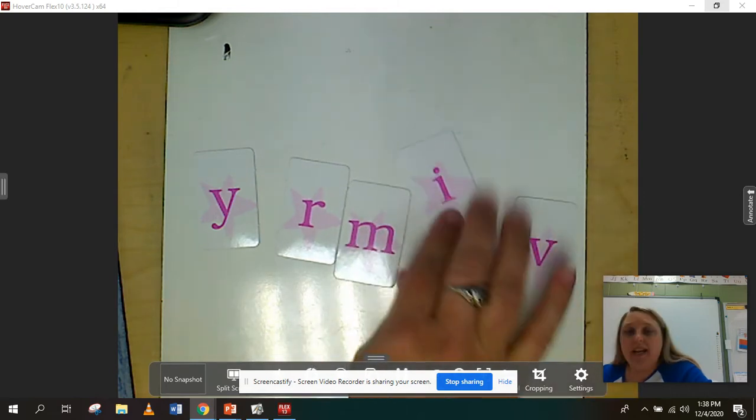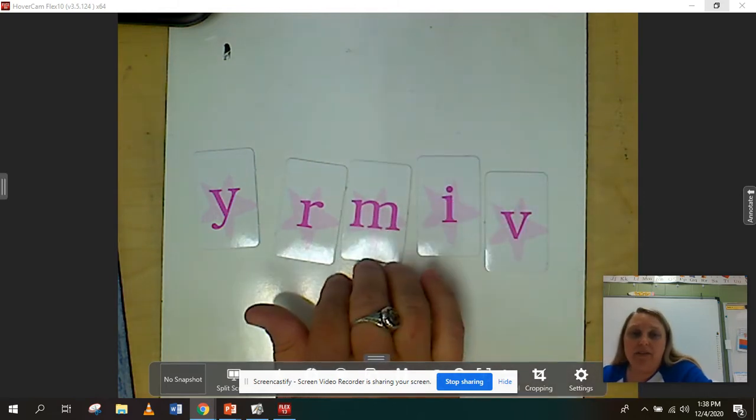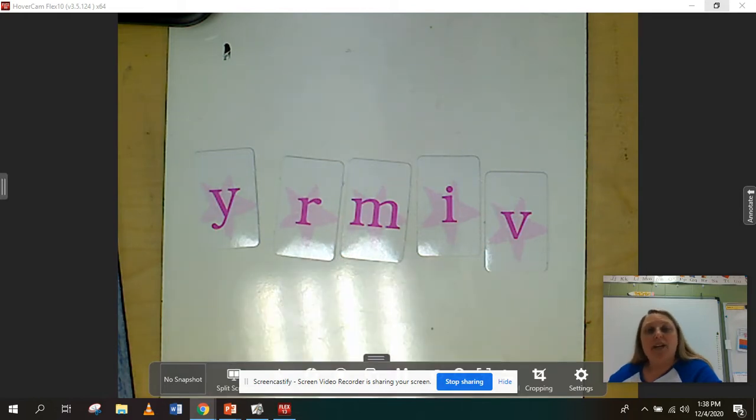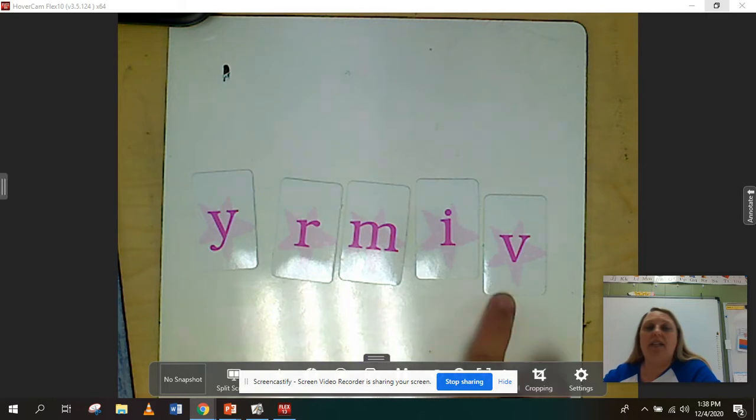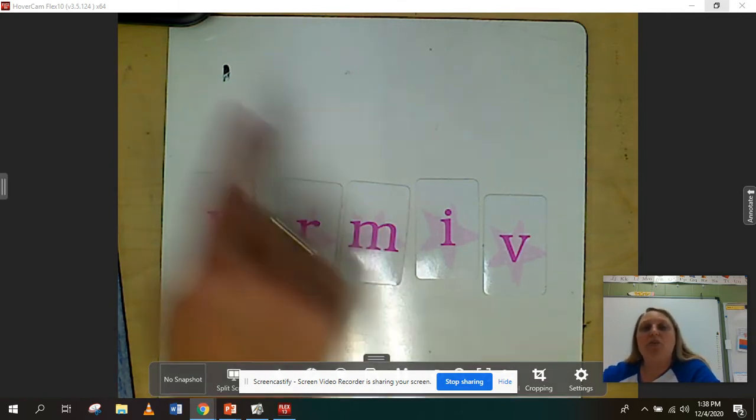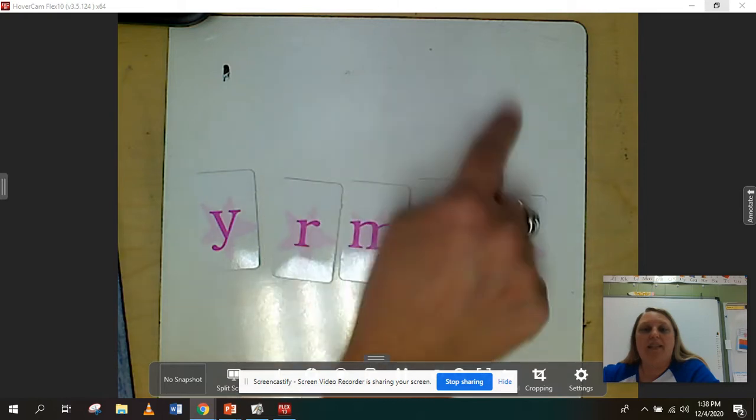Now you, friend, are not going to have the same letters as me, and that's okay. But what I want to practice today is putting these letters in alphabetical order. And here's how we're going to do it. We're just going to say the alphabet. And when we get to one of our letters, we're going to put it in order at the top.